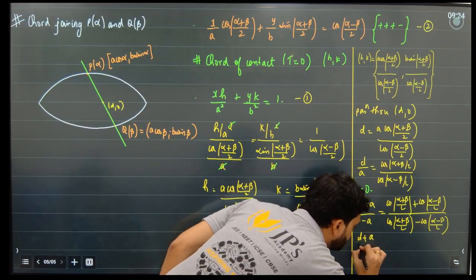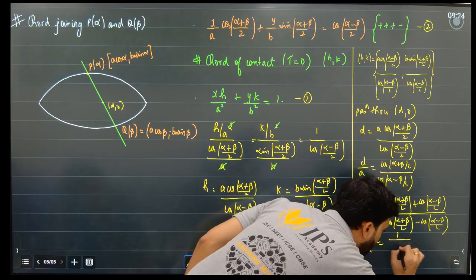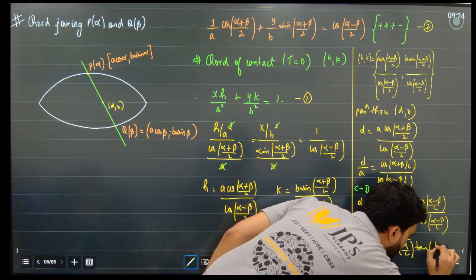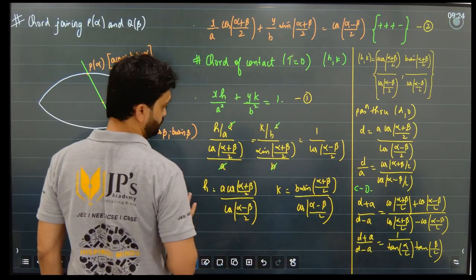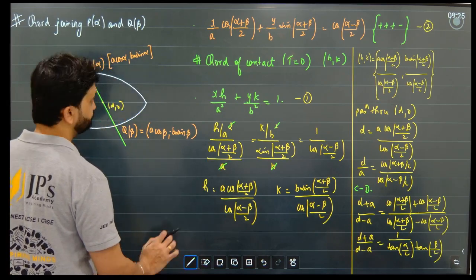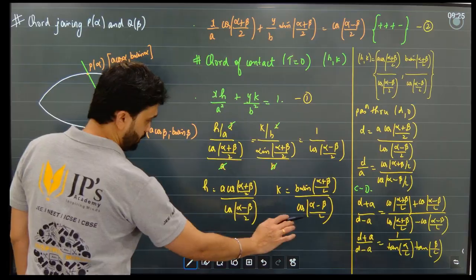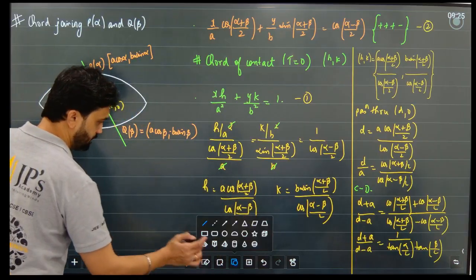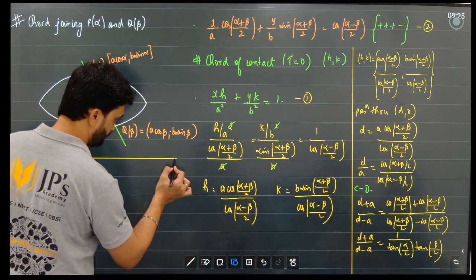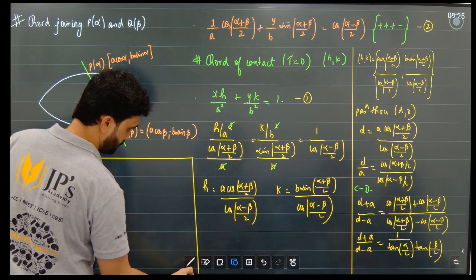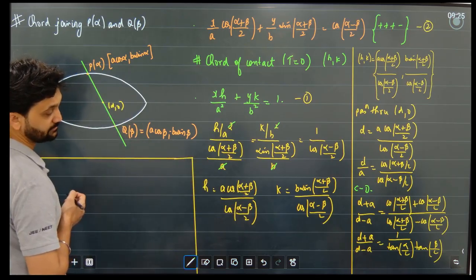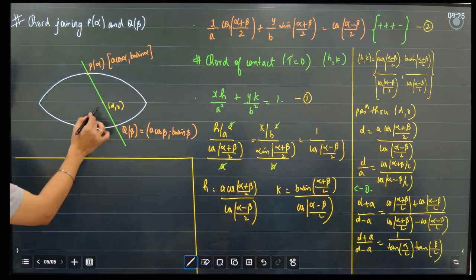(d plus a) upon (d minus a) is equal to 1 upon tan(alpha/2) tan(beta/2). I'll just continue it here so that we don't have to go on to the next page. Now imagine d is nothing but your eccentricity, basically focus. Imagine d is nothing but your focus.